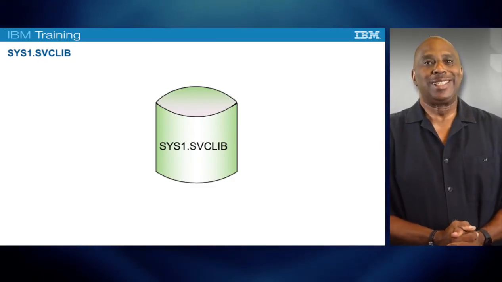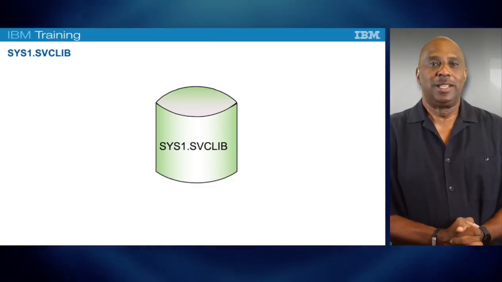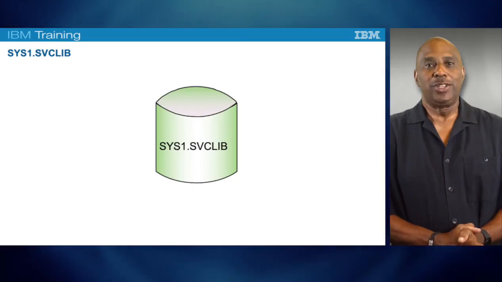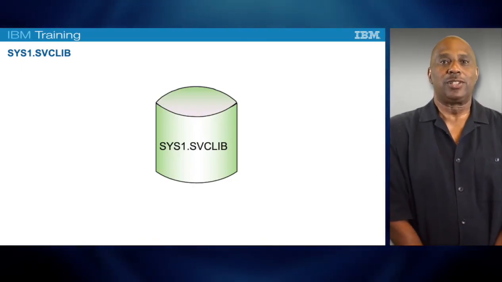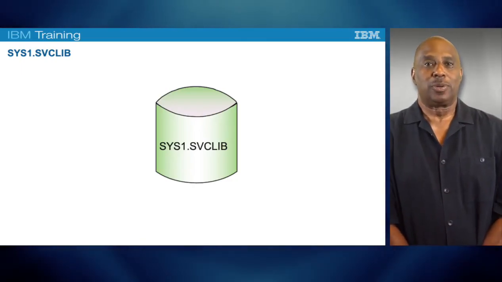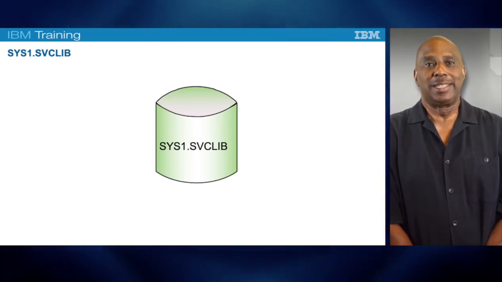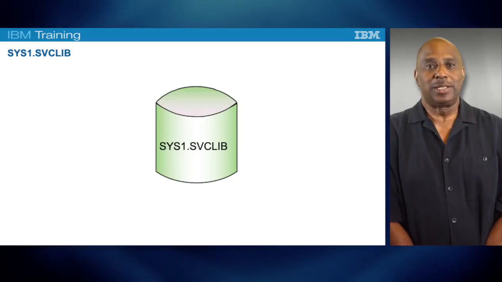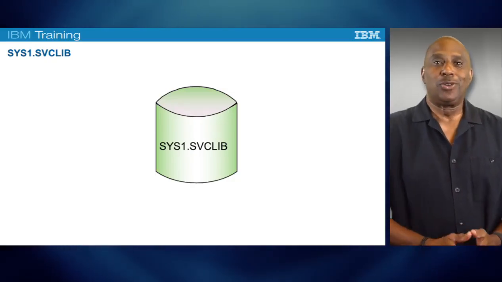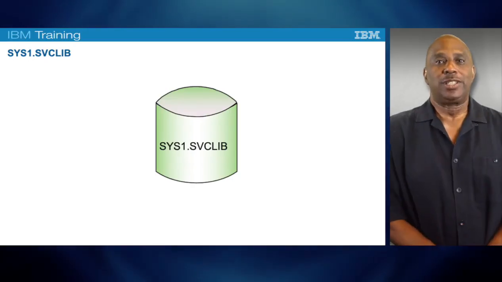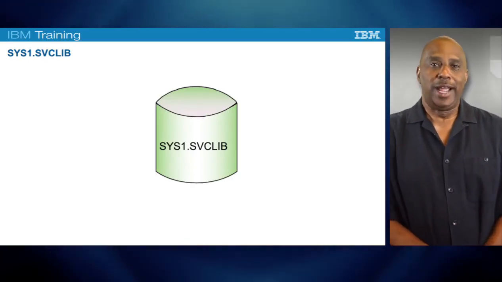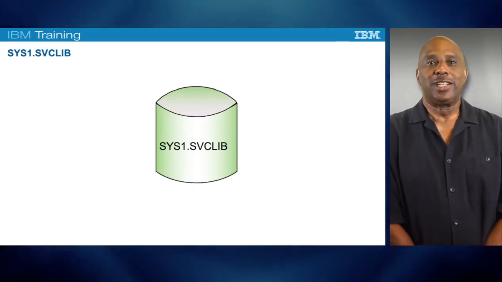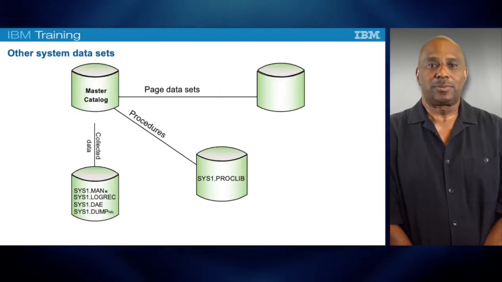Let's also mention the SYS1.SVCLIB. This load library contains recovery routines that are used when errors occur during the initial program load process. It also resides in the SYSRES pack and is set up by the SMP/E initialization process, and it's normally something you never have to touch. We'll visit this load library later, but for now, that's all we really need to understand about this data set.